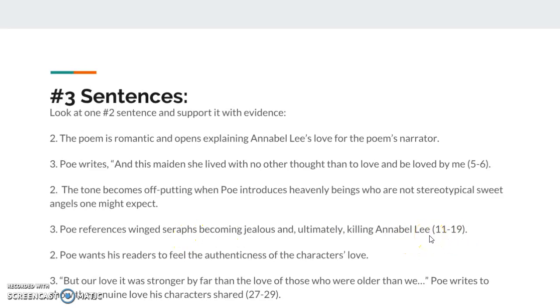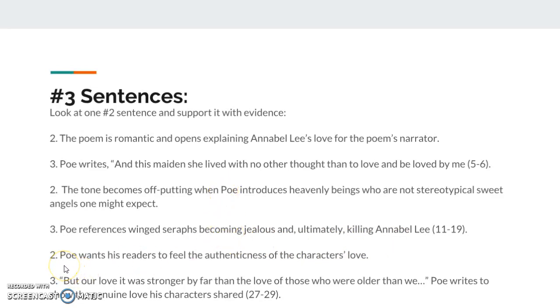Because I'm referencing this here, I don't want to keep doing a bunch of quotes, like skip a line, now it's a quote, skip a line, now it's a quote. And I might even be using Poe a little bit too much. I could say the author. I don't want to say he, because we assume that the narrator is a he. So this number 3, Poe references winged seraphs, that's angels or some sort of heavenly beings, becoming jealous and ultimately killing Annabel Lee. Well, most of us don't think of angels becoming jealous, or even killing. So therefore, I think that really supports that directly.